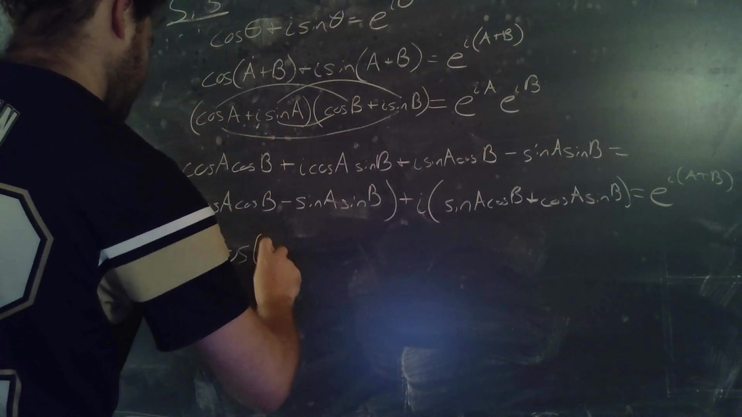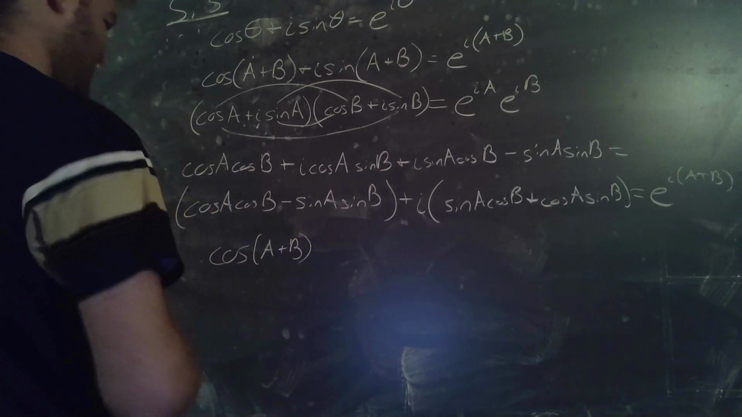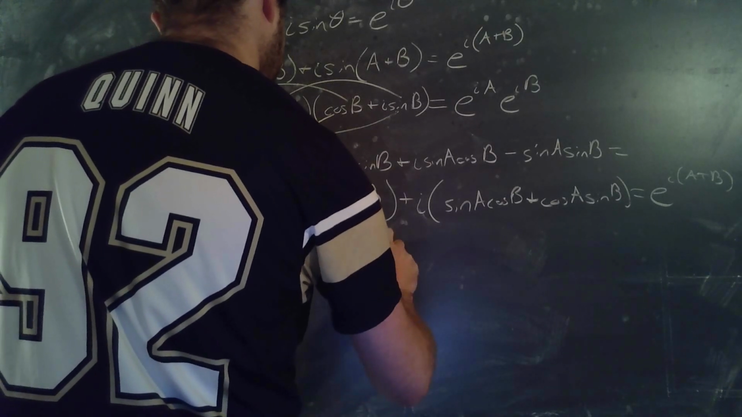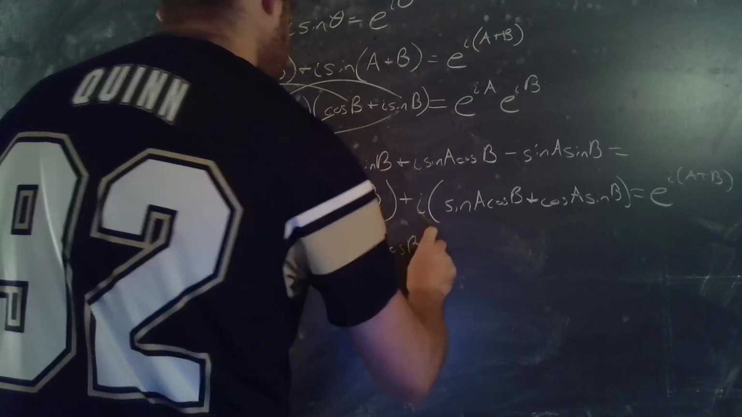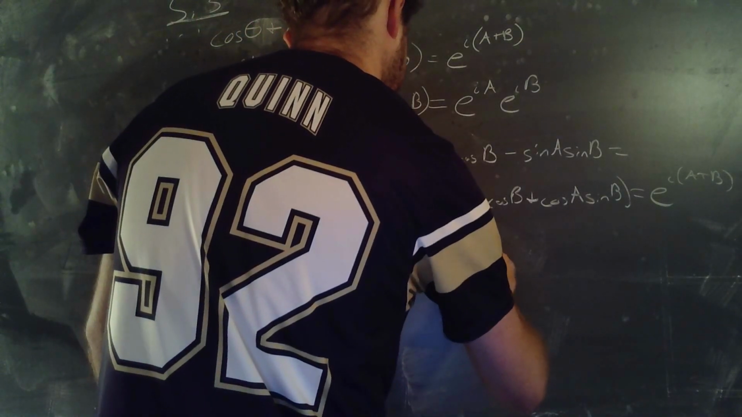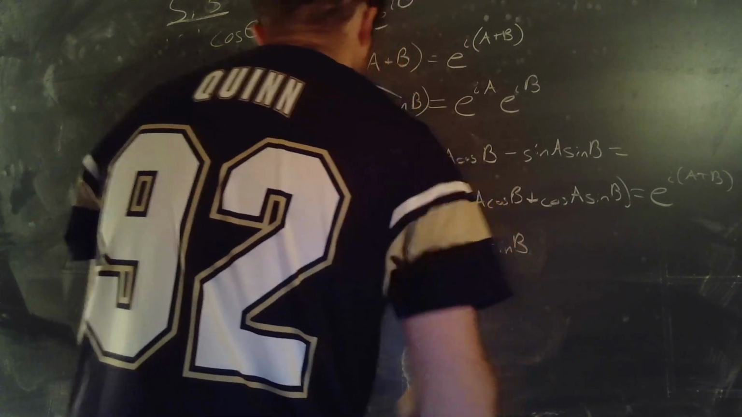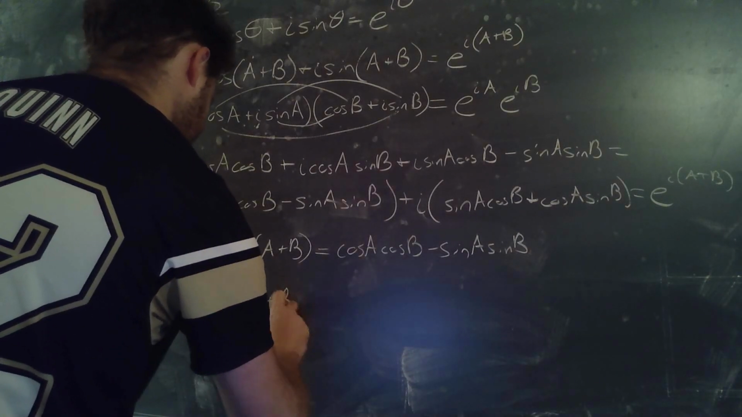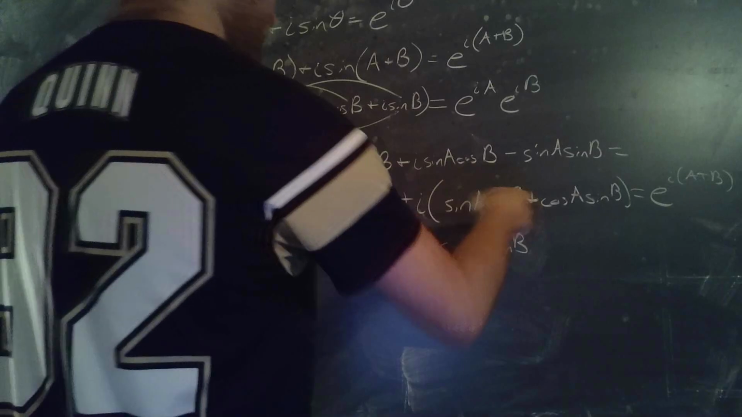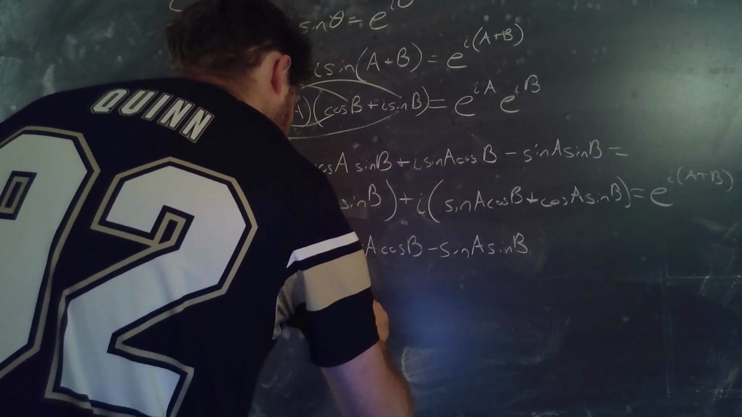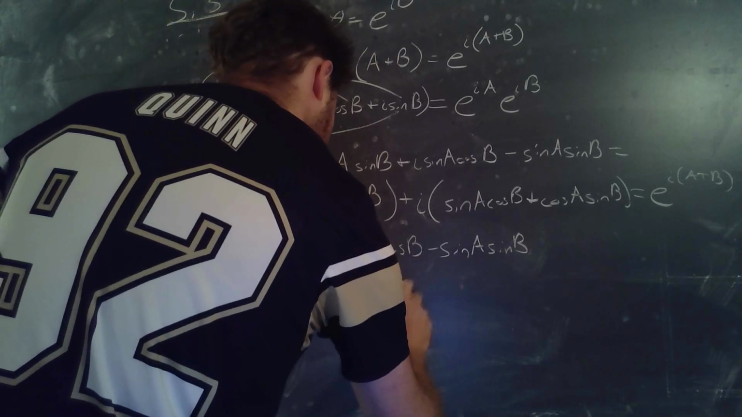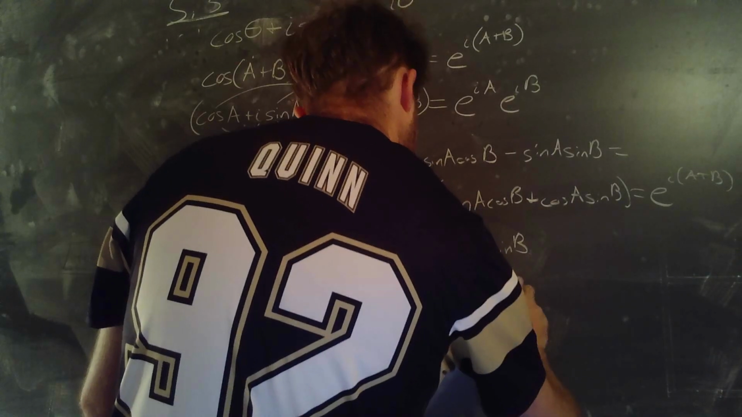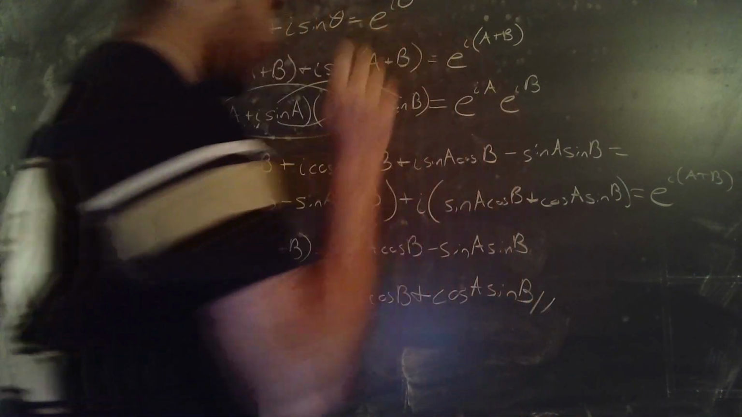That is that the cosine of A plus B will be precisely the cosine of A cosine of B minus sine of A sine of B, and that the sine of A plus B will be precisely the sine of A cosine B plus, and then we'll have the cosine of A sine of B, and those are the results.